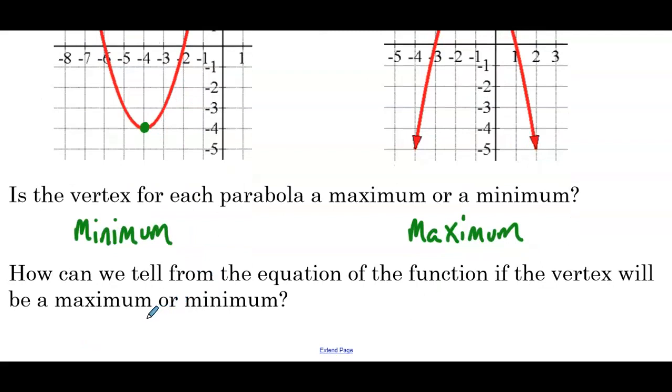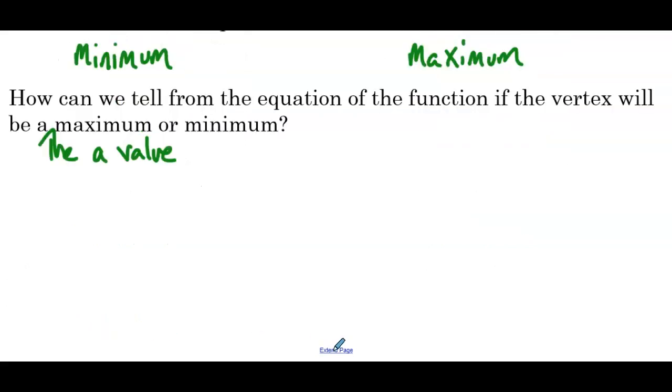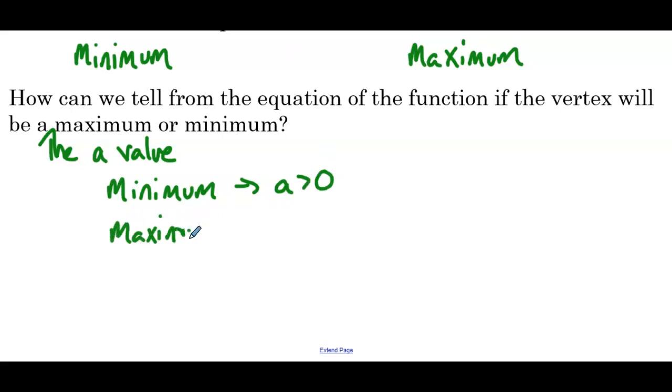So how can we tell? The a value. So a minimum happens when a is greater than 0. Positive, not equal to, that wouldn't make sense. Let's fix that. When a is greater than 0, and a maximum happens when a is less than 0.